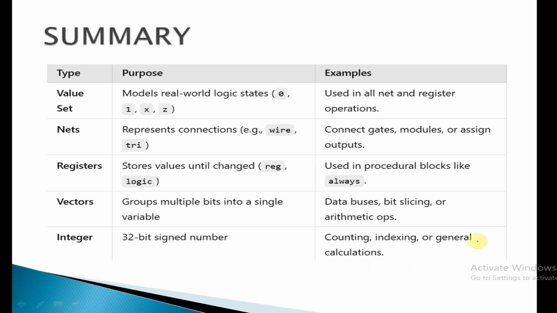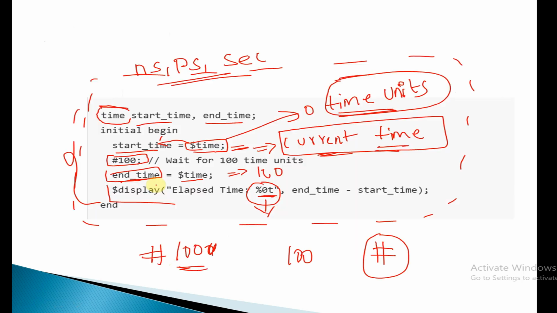So we can assign 0, 1, x and z. These are the four states we have. Nets and registers: in nets we have wire, and registers. This logic is not present in Verilog; it is present in SystemVerilog. Vectors are nothing but a group of bits, and integer is a 32-bit signed number. Everything we will see, where we are going to use reg, wire and integer.